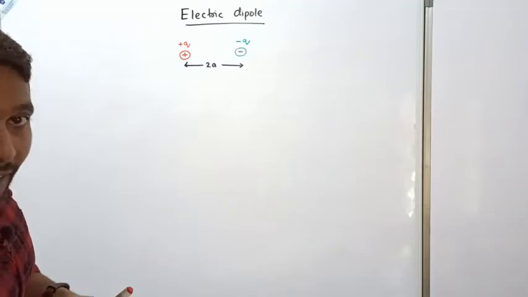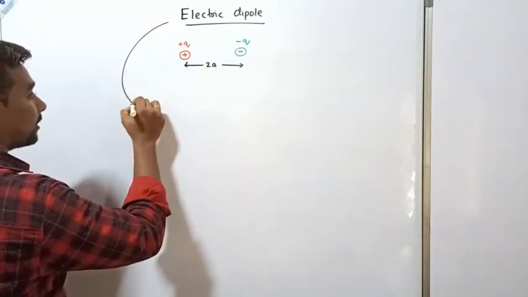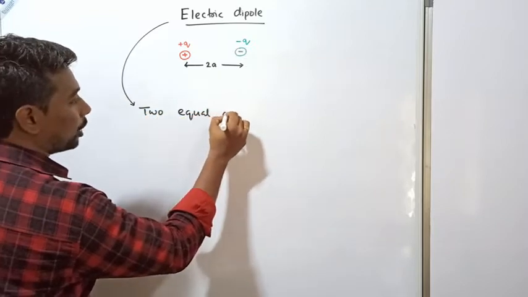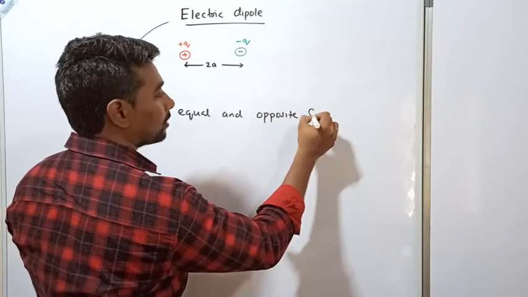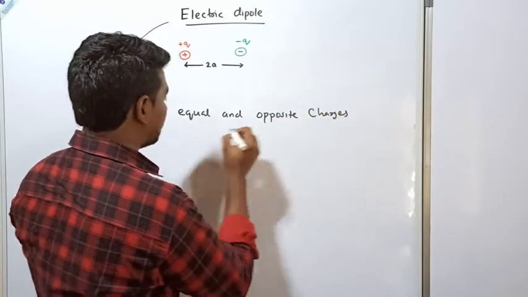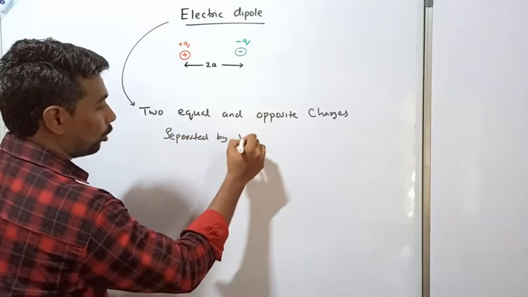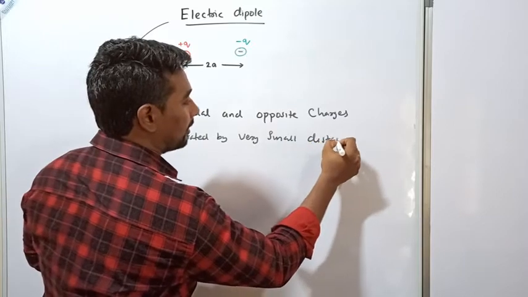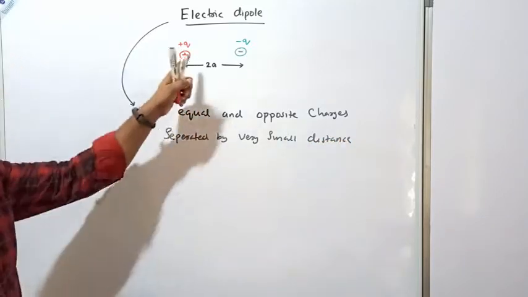Then you can write the definition. What do you mean by electric dipole? Electric dipole means two equal and opposite charges separated by a very small distance. You can consider it as an electric dipole. This is an example for an electric dipole.